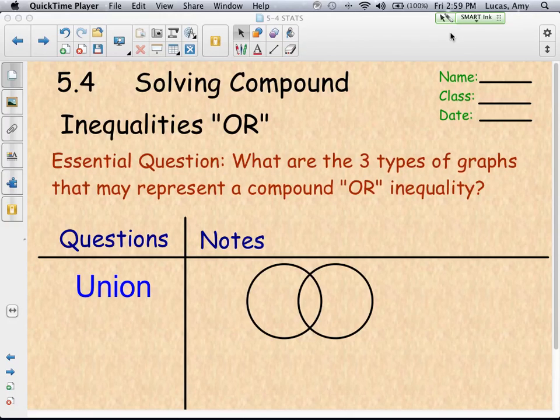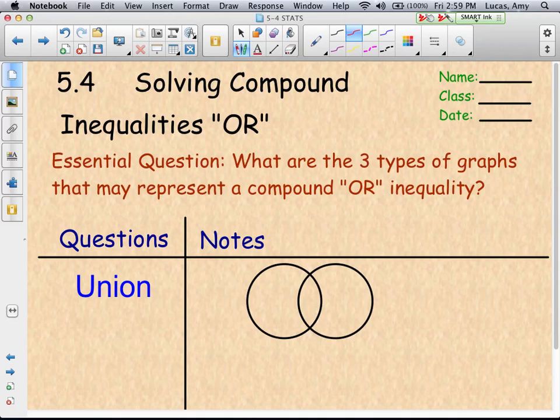When the word or is separating our inequalities, what is formed is called a union. A union is different from an intersection. In an intersection, all you're doing is looking for where they overlap. So the intersection was just this red piece that I'm shading. It was what they have in common, like members that are common to two different sets.